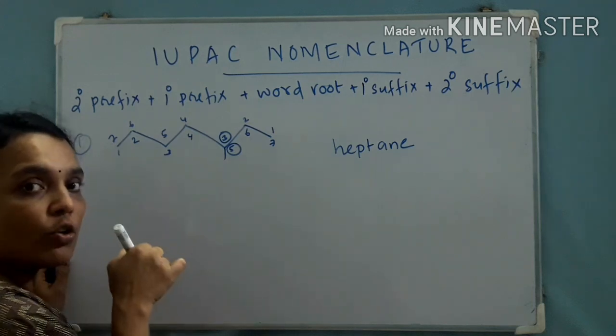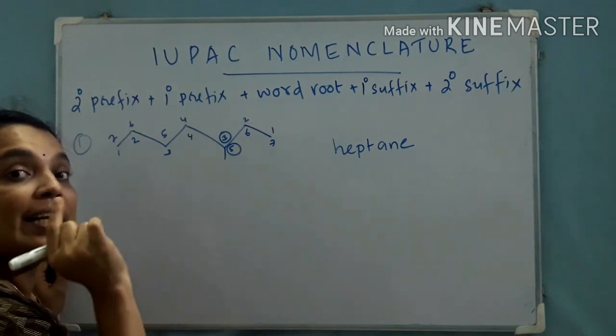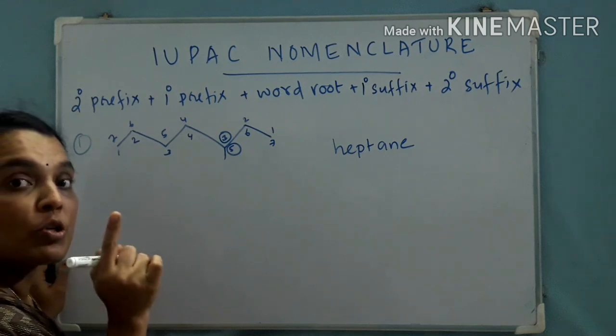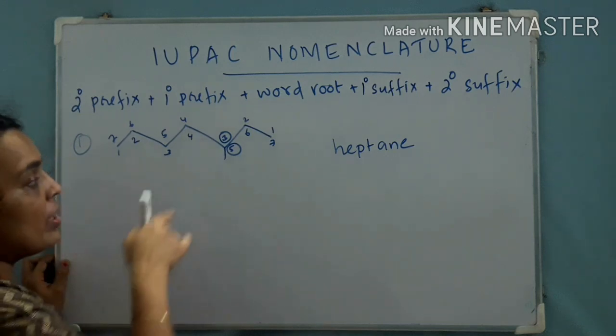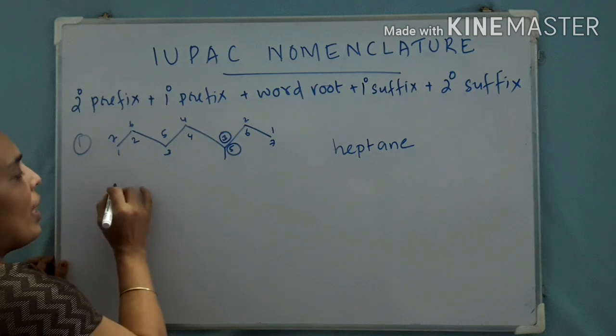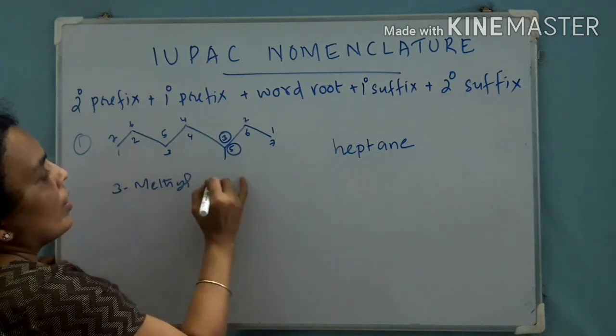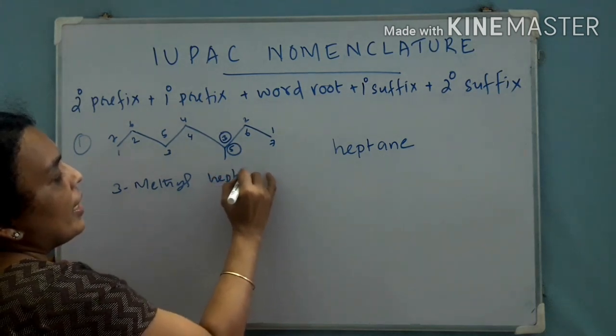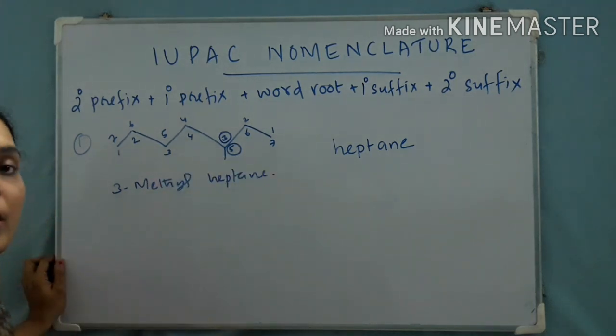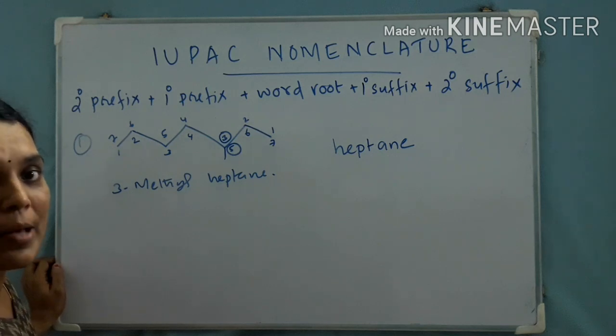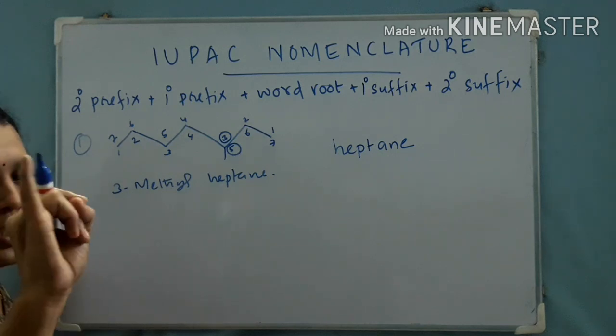So that is the first rule. Substituent should get the least number. So what does the name of this compound become? 3-methyl heptane. The compound name becomes 3-methyl heptane. Clear, no? Substituent should get the least number. That is the first rule.